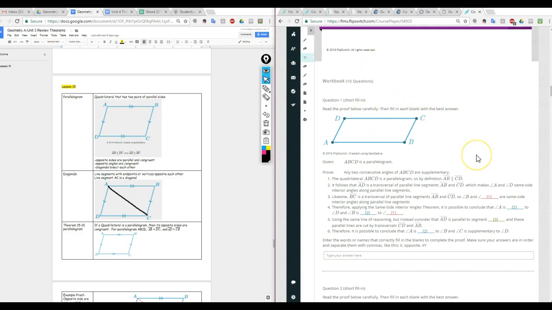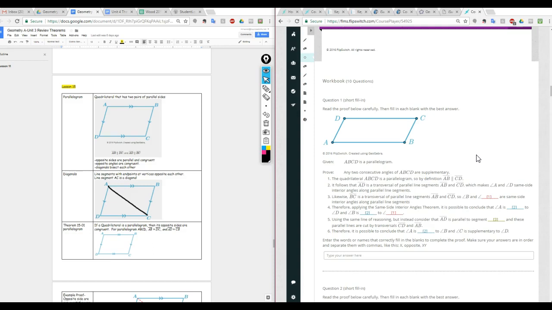So question 1: read the proof below carefully, then fill in each blank with the best answer. Given ABCD is a parallelogram, prove any two consecutive angles of ABCD are supplementary.